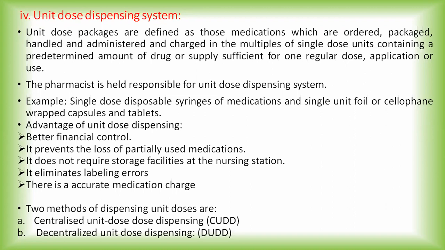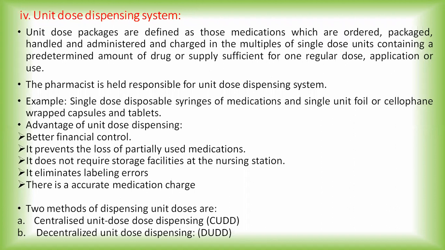Then it prevents the loss of partially used medications. So the loss of partially used medication will be reduced. Then it doesn't require storage facilities at the nursing station. It eliminates the labeling errors and there is accurate medication charge. So these are some of the advantages of unit dose dispensing.